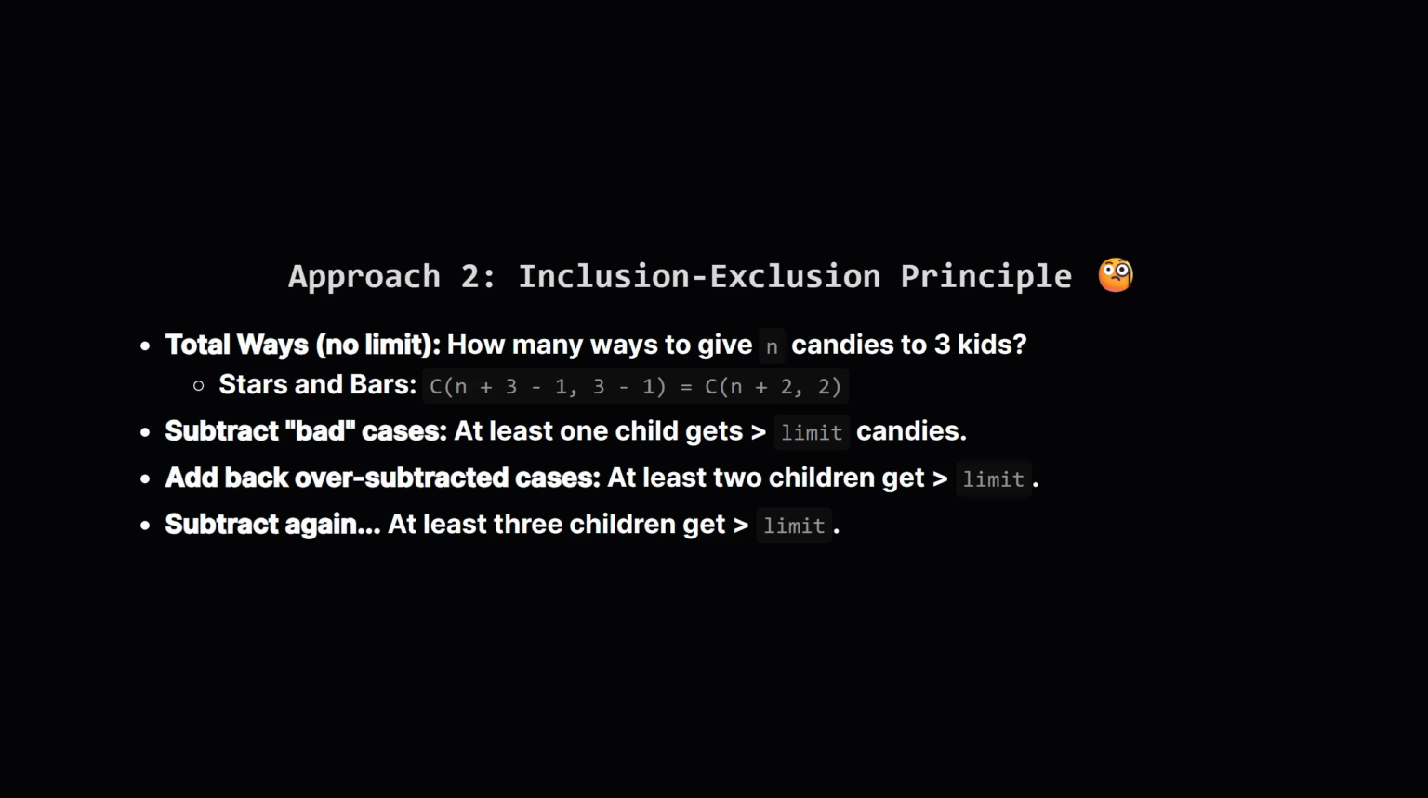Now for a completely different way of thinking. The principle of inclusion-exclusion. This is a powerful counting technique. First, let's imagine there's no limit. How many ways can we distribute n candies to 3 children? This is a classic combinatorics problem, often solved with stars and bars. The formula is n plus 2, choose 2. This gives us the total ways if any child could take any number of candies.